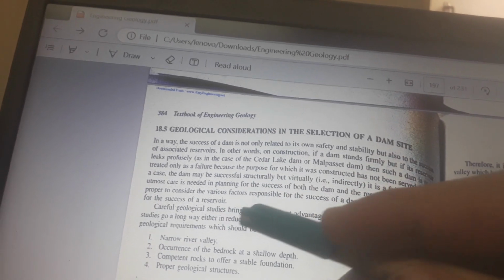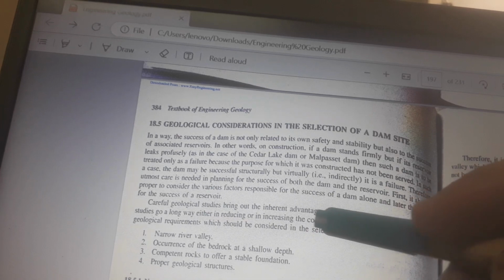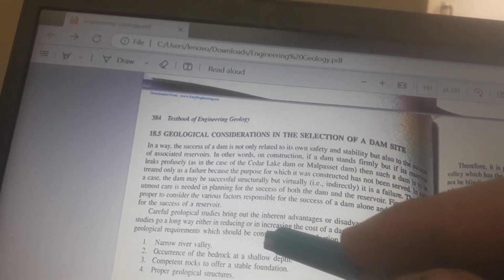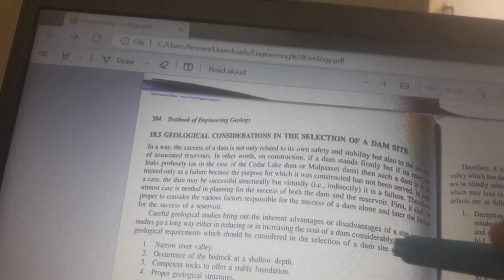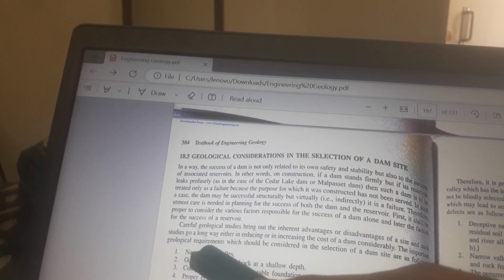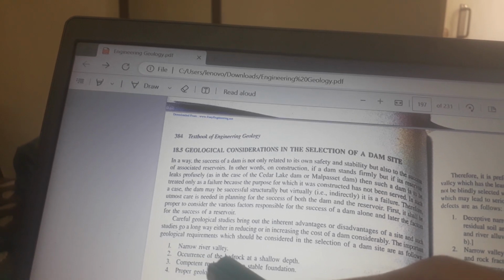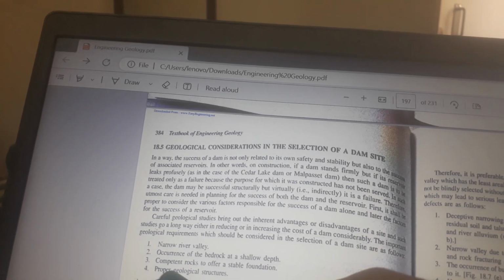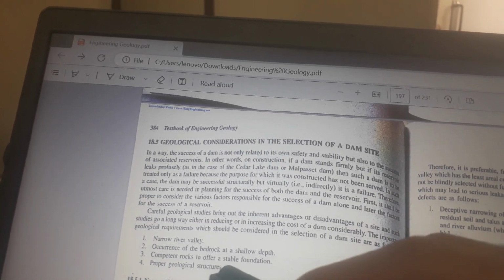Careful geological studies bring out the inherent advantages or disadvantages of a site, and such studies go a long way either in reducing or in increasing the cost of a dam considerably. The important geological requirements which should be considered in the selection of a dam site are as follows. First, narrow river valley. Second, occurrence of the bedrock at a shallow depth. Third, competent rocks to offer a stable foundation. Fourth, proper geological structures.